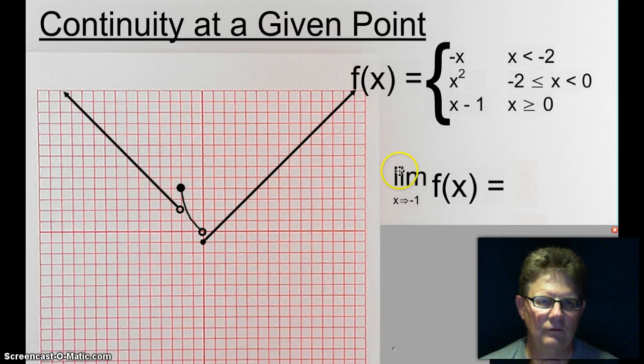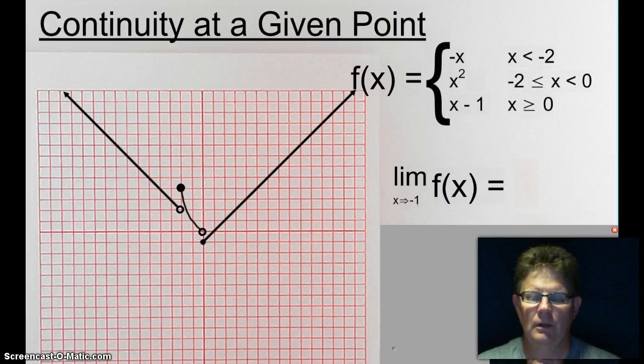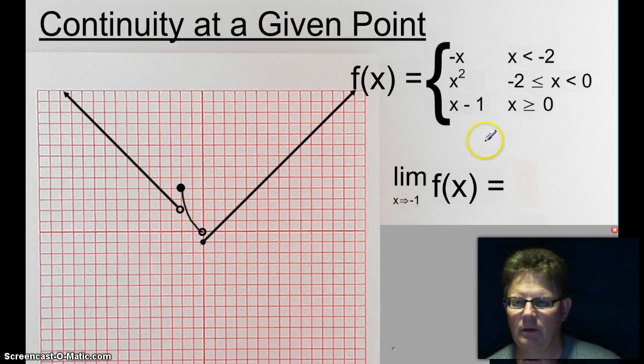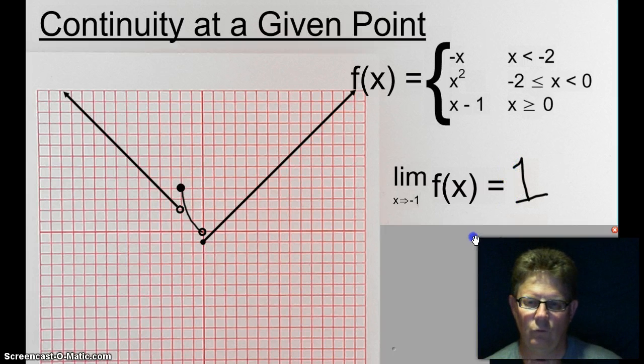Alright, let's review what we learned yesterday. What is the limit as x approaches negative 1 of f of x? So what we're looking at right here is at negative 1. What is that limit? From the left, it looks like positive 1. From the right, it looks like positive 1. I'm going to have to say that the limit there is 1.